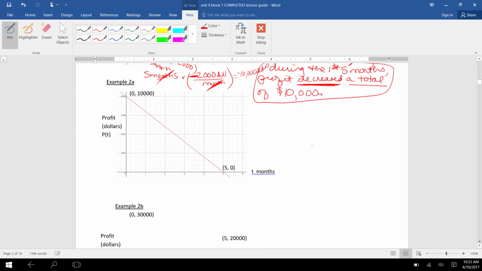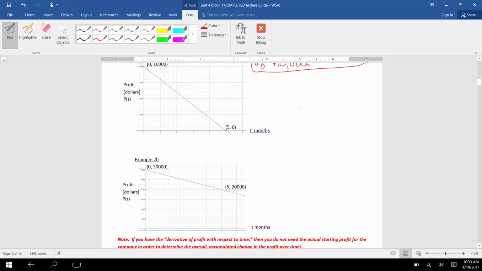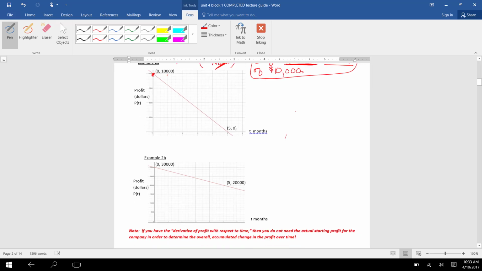Now let's think about that on an actual example profit function. We have 2 of them here. So one possible original profit function is this one. P of t equals negative 2,000 t plus 10,000, where it's saying at month 0 it has $10,000 of profit, and each month it goes down $2,000 per month. The second example starts at 30,000, so it's P of t equals negative 2,000 t plus 30,000. Each month it goes down $2,000, but this one starts at a profit of 30,000.